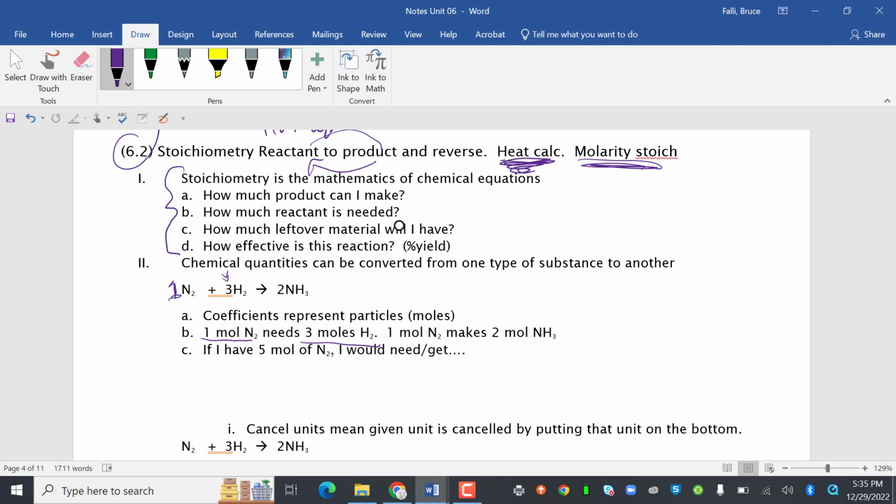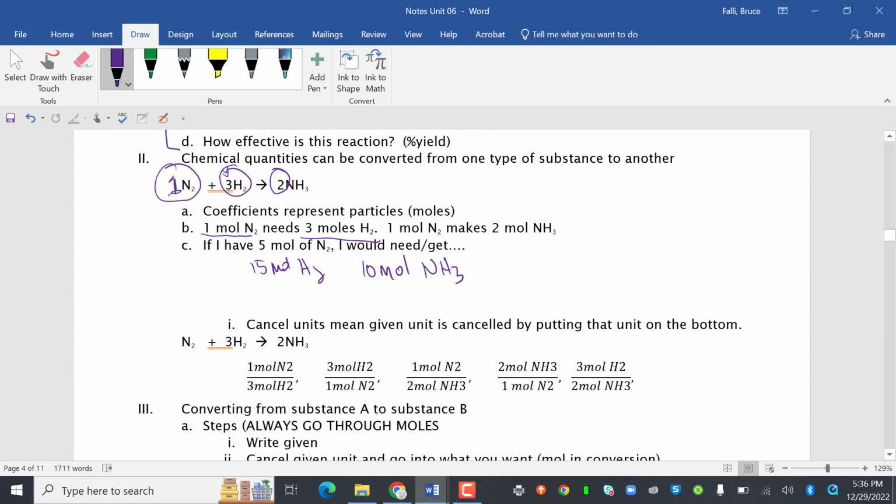If I have 5 moles of N2, I would need 3 times as many, 15 moles of H2, and I would get 2 times as many, 10 moles of NH3. Now, it's pretty easy when it's pretty easy, but what happens when we actually have weirder numbers, okay? So we're going to show how we can cancel units and make all that happen.